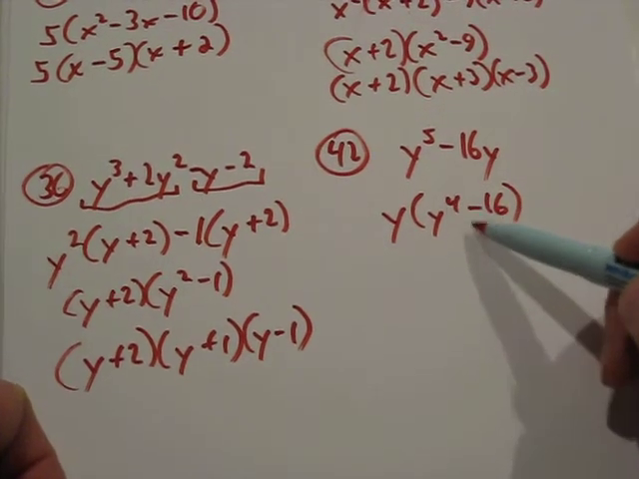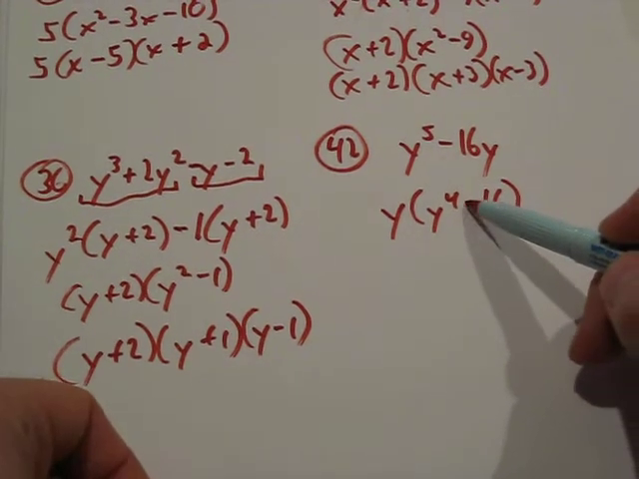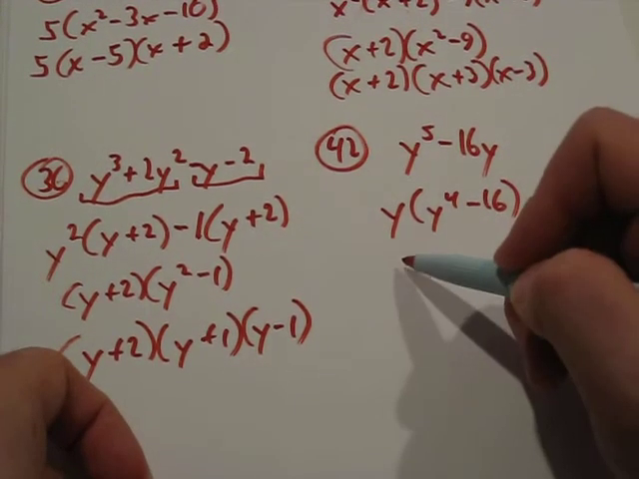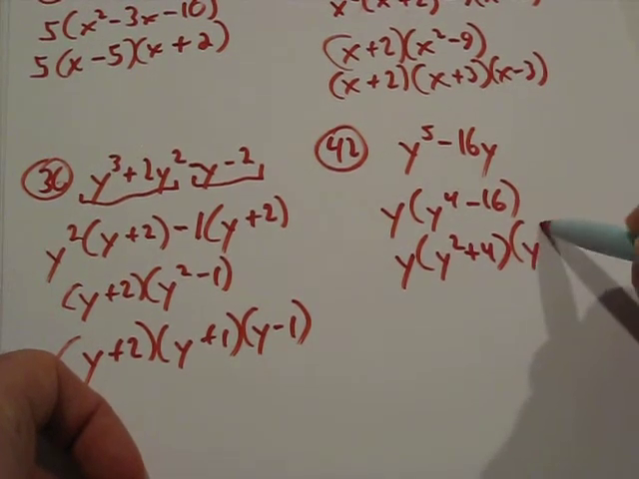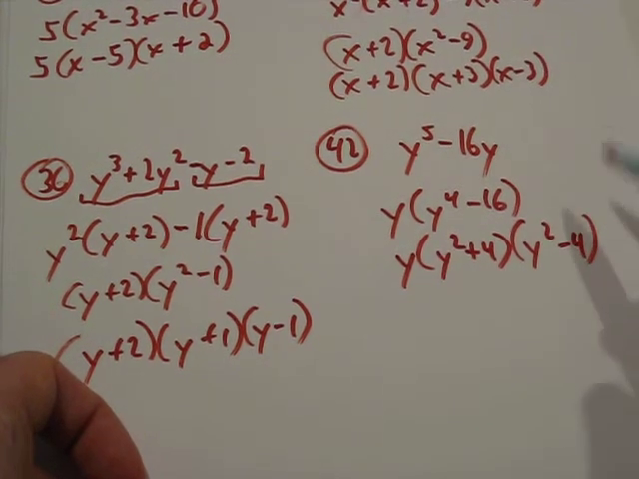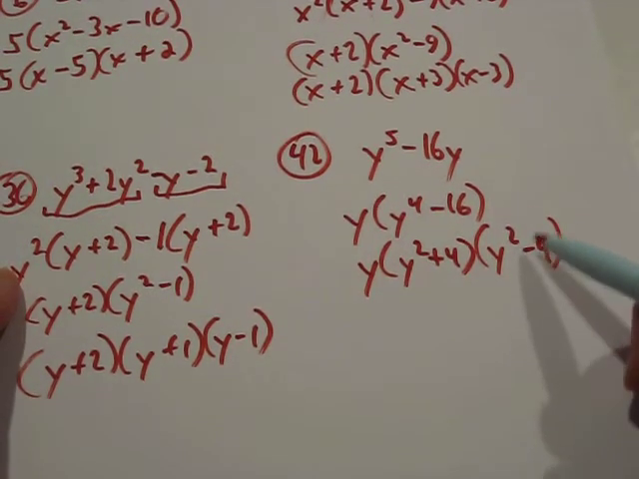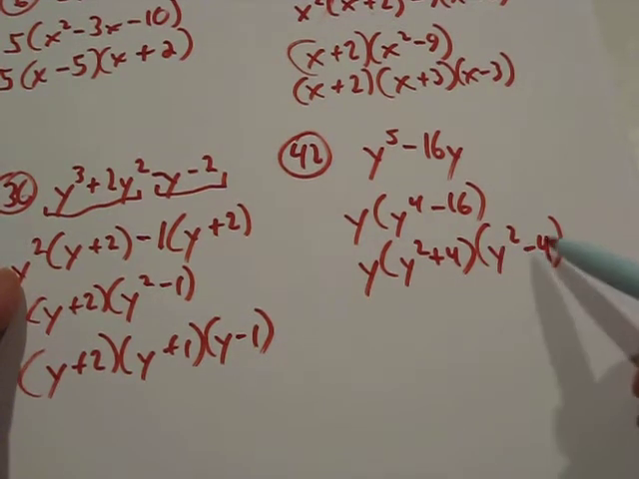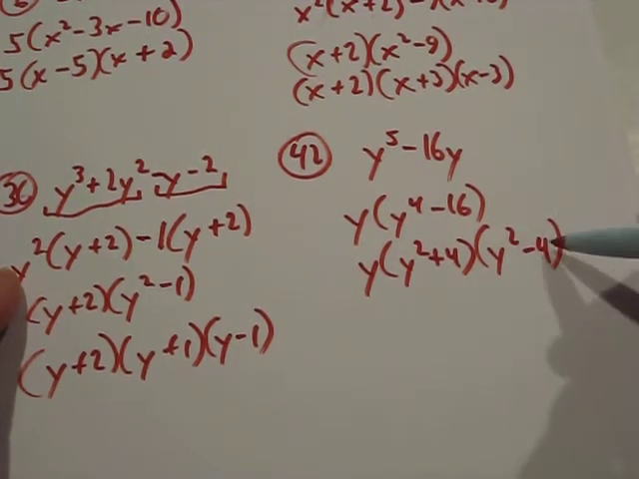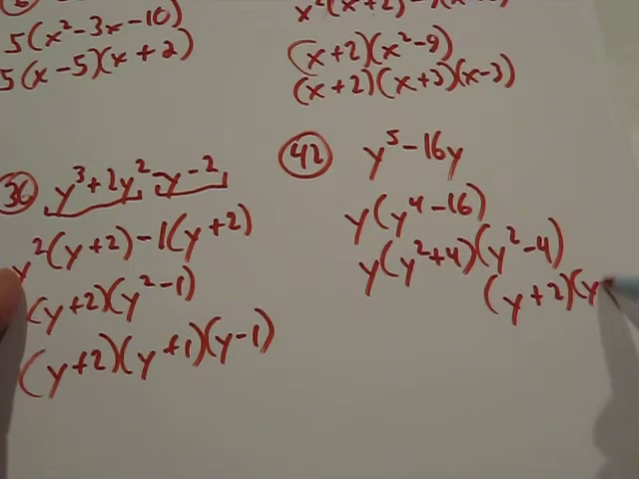Yes, even power. Are 1 and 16 rootable numbers? Yes. And then minus, it's a difference. So we can break this down into y squared plus 4, and then y squared minus 4. Phew, I'm glad we're done. No, we're technically not done. Take a look at the y squared minus 4. Is this an even power? Yup. Are 1 and 4 rootable numbers? Yup. Is it a difference? Yes. So this can be broken down to y plus 2, y minus 2.